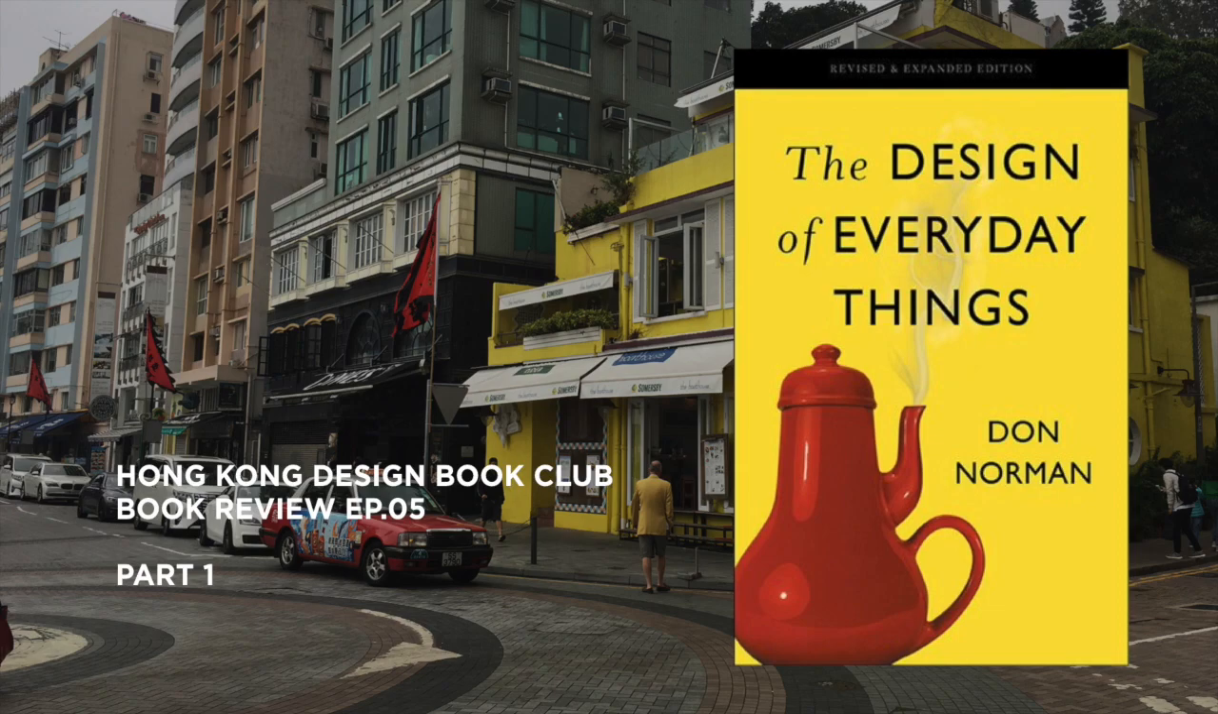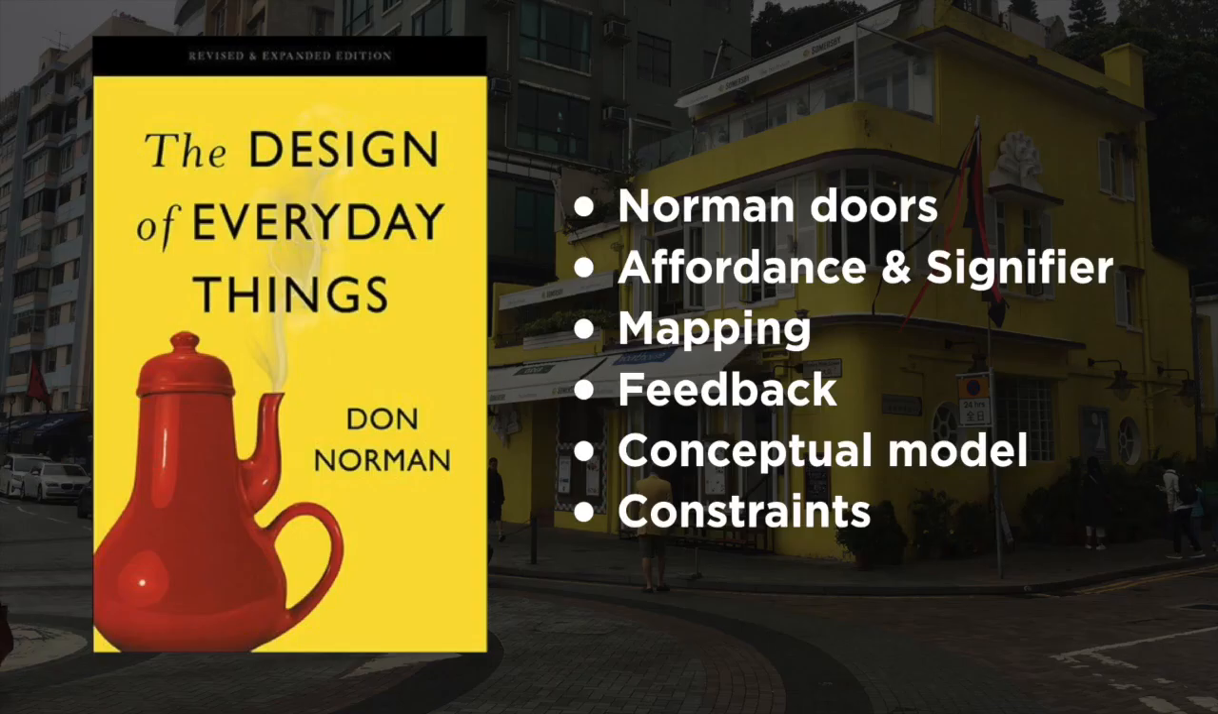Today we're going to review The Design of Everyday Things by Don Norman. Today's key takeaways are Norman doors, affordance and signifier, mapping, feedback, conceptual model, and constraints.